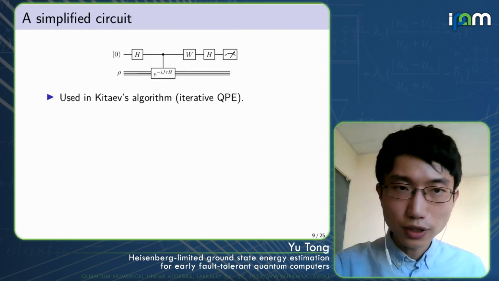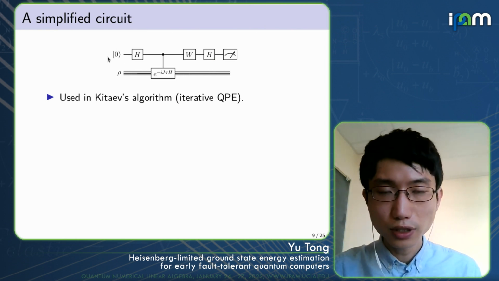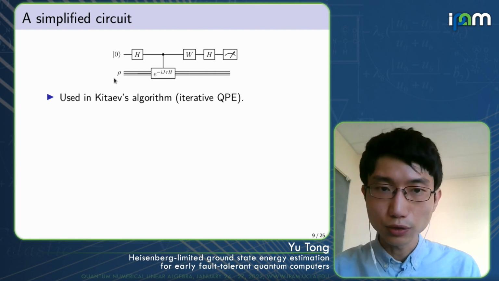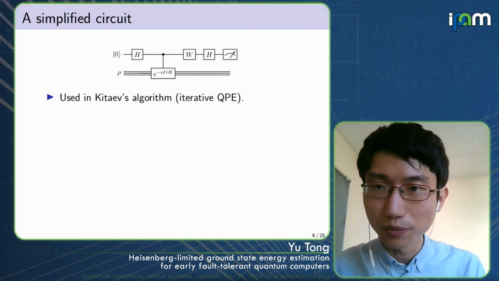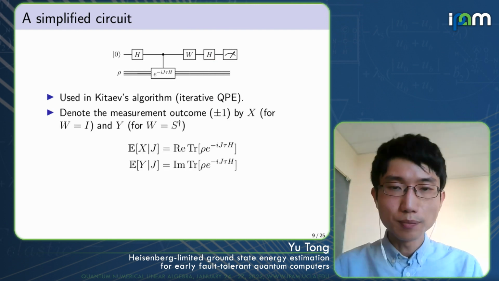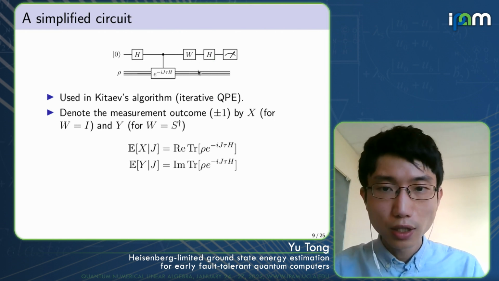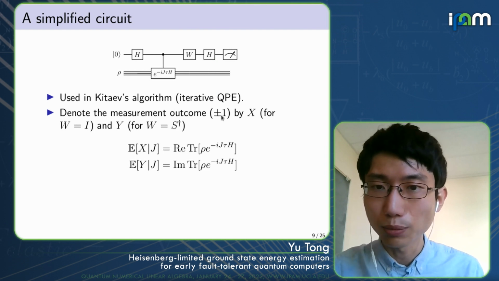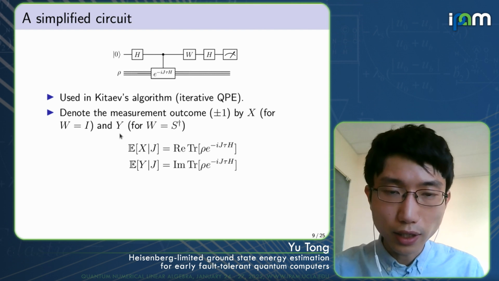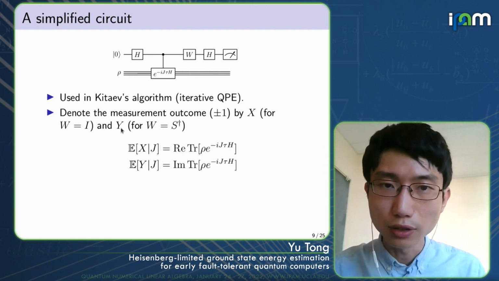So our algorithm uses a simplified circuit that looks like this. It requires only a single ancilla qubit. And this is actually the same circuit used in Kitaev's algorithm, which is also known as iterative quantum phase estimation. In this circuit, we need to choose this gate W depending on what kind of output we want to get. When we choose W to be identity, we denote the measurement outcome, which takes value plus or minus 1, by X. And when we choose W to be the inverse phase gate, we denote the outcome by Y.